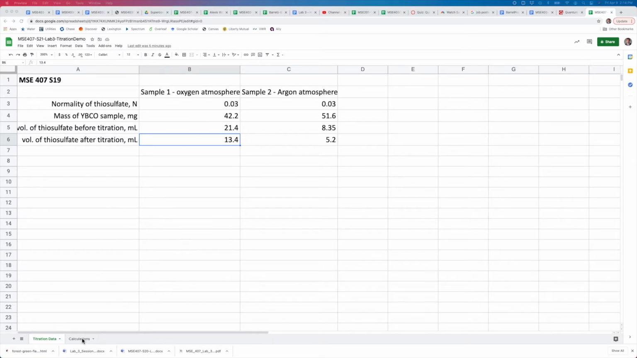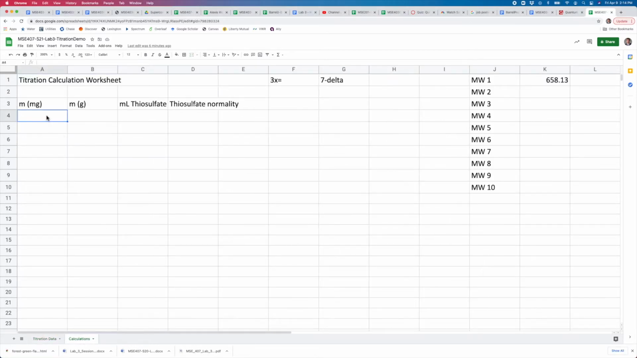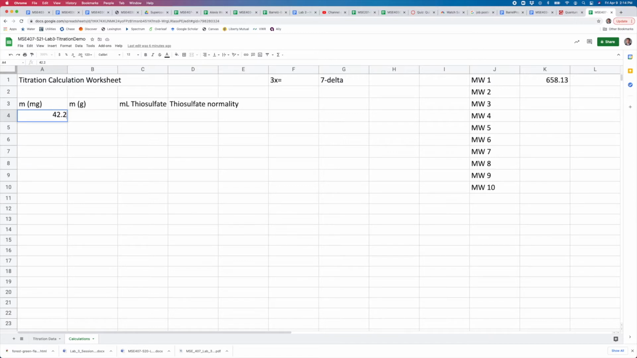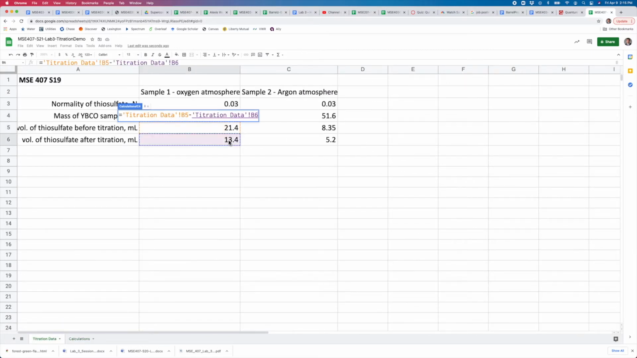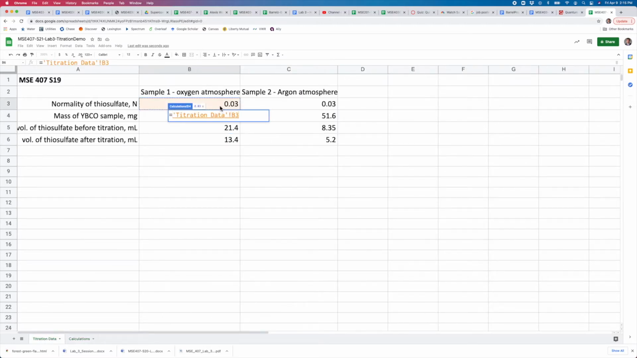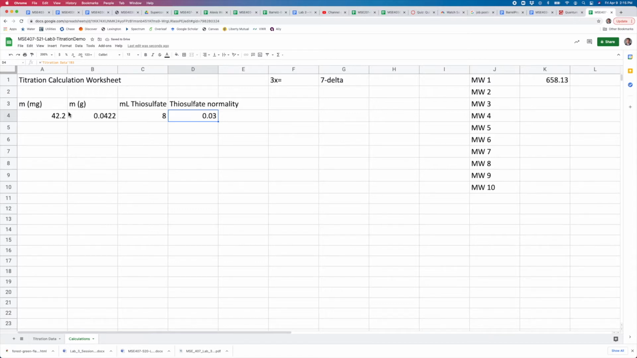I'm going to go to my next sheet that I've prepped, and start entering that data. The first thing is the mass. Let's look at sample 1 first. We have 42.2 milligrams. I'll put that here. From the handout, the mass needs to be in grams. I have provided you with equations here, so make sure you use the proper units or the math won't work out. Essentially we need to divide by 1,000 to get mass in grams. Then the volume of thiosulfate we're going to take as the initial minus the final, and if we go back, that's 8 milliliters. The normality was 0.03, so I'll also use that. Those are all the quantities that we need.